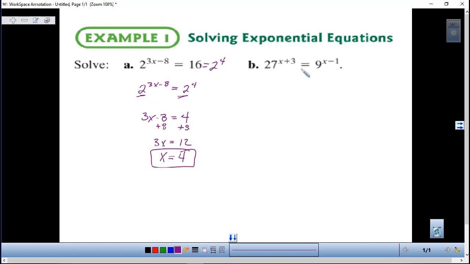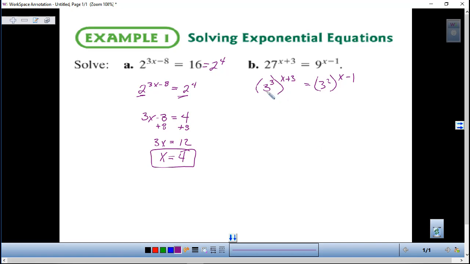With this one, we can look at the larger one and see, can I express 27 as an exponential of base 9? And you can't. There's not one that's going to be easy. So in this case, we're going to have to rewrite both of these. Both of these things are just powers of 3. So we can think of 27 as 3 to the 3rd, raised to the x plus 3 power. And over here, 9 is 3 squared, and it's raised to the x minus 1 power.